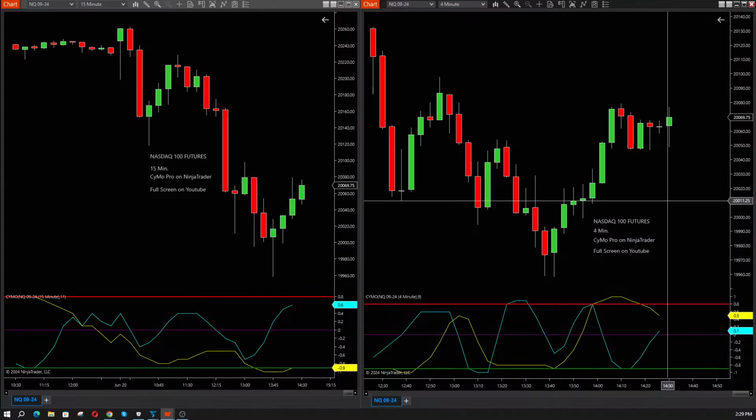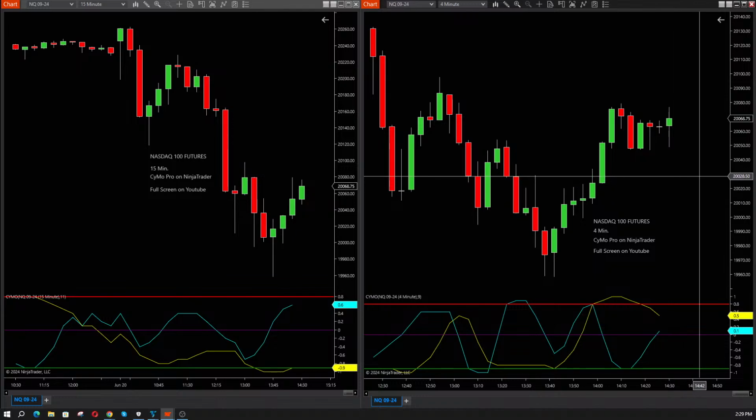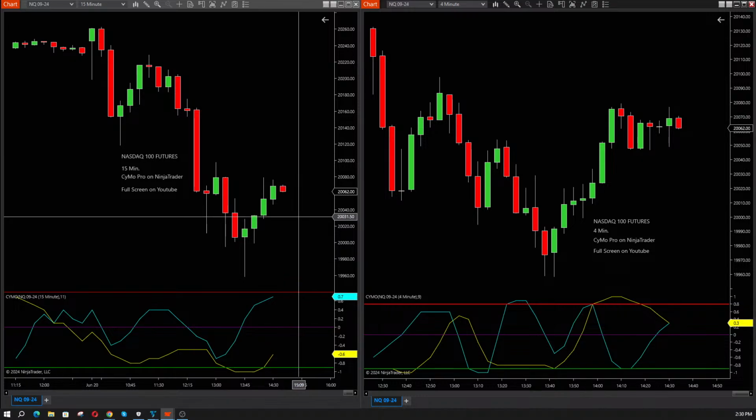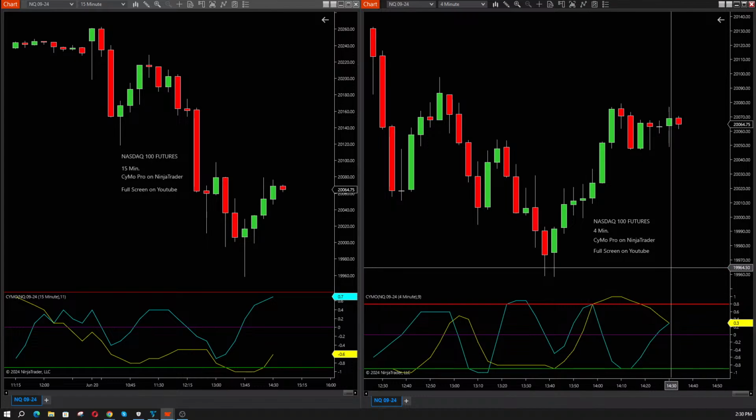So that's what we've seen today with the CYMO Pro on both the 15-minute and 4-minute time frame. I wanted to show you guys that because if you're scalping, this was really good today because you had a lot of really cyclic entries and exits. If you're a little bit more systematic, you would have used the 15-minute to confirm your entries and then confirmed everything, your cyclic direction here, with the 4-minute time frame.